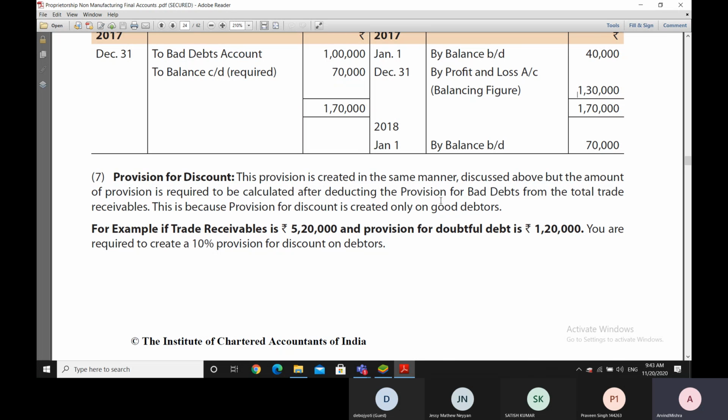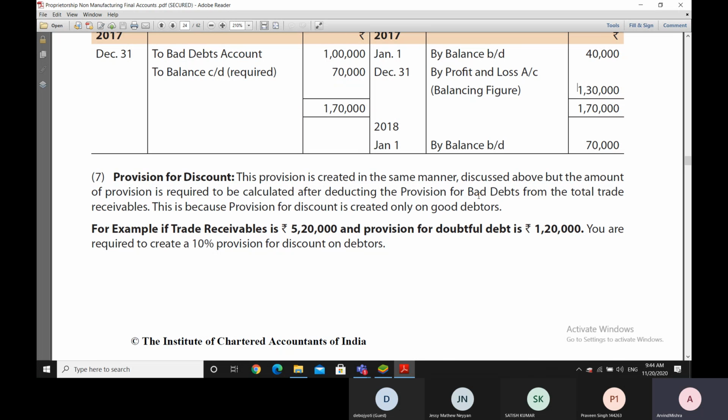the first thing that we need to do is that we deduct the provision for bad debts from the total trade receivables, because whatever debts have already turned bad, in respect of those debts we don't need to offer any cash discount, because those debts have already turned bad. So first thing is to reduce the provision for bad debts from the trade receivables.